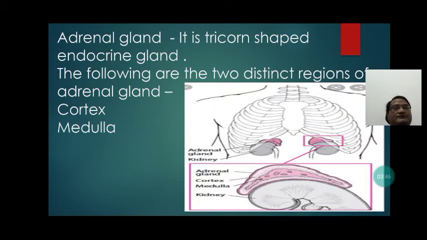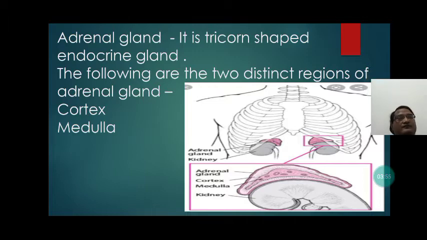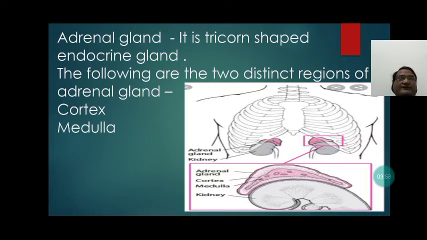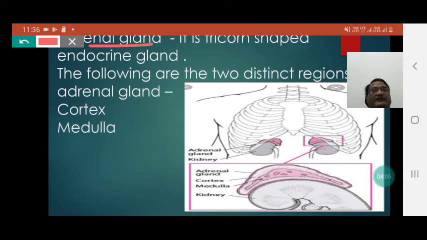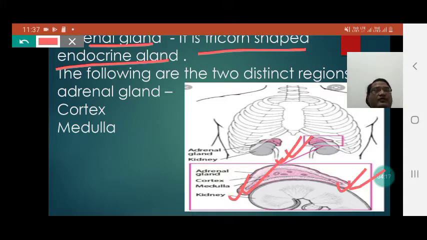Adrenal gland. It is tricorn shaped endocrine gland. The following are the 2 distinct regions of adrenal gland: cortex and medulla. So students, adrenal gland is actually tricorn shaped endocrine gland. Students, tricorn structures are actually having 3 conical parts.